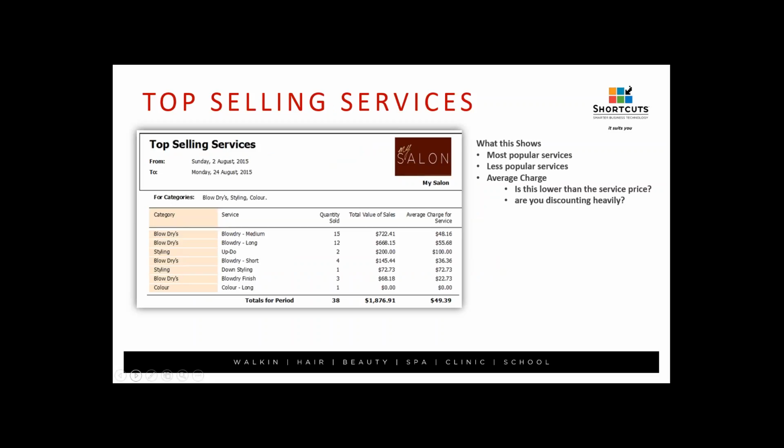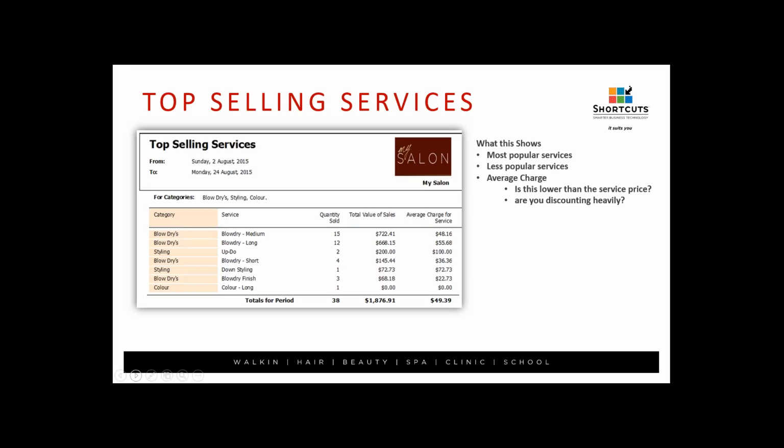So here's our report, and you can see again it's giving us a breakdown for our services, and it shows our most popular services. We can also identify our least popular services as well. And then the average charge.